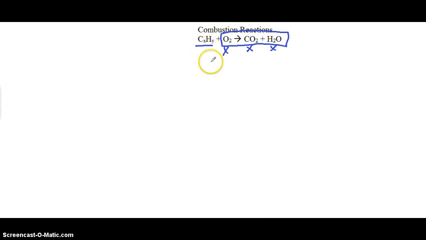And this could be a lot of things. The simplest of them would be methane, which would be CH4. You could have ethane, which is, of course, C2H6, you could have propane, which is C3H8, and so forth. But in all of these cases, when they burn, when they combust, they're going to react with oxygen.